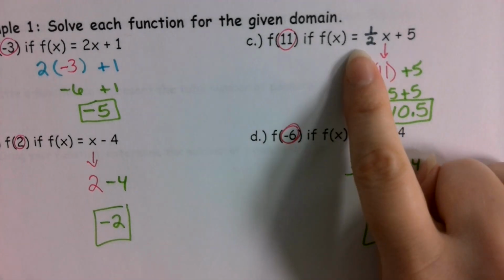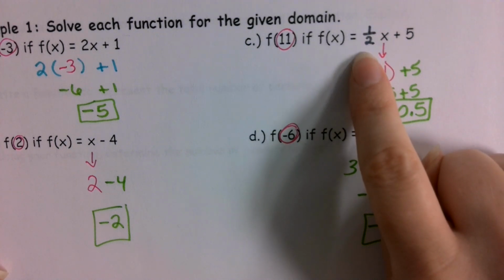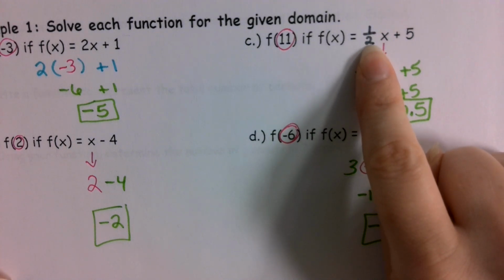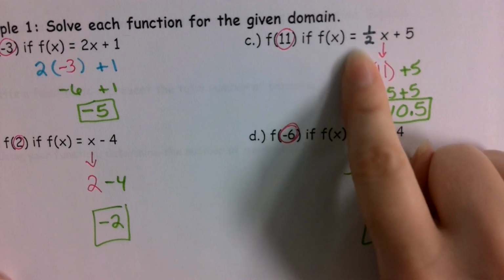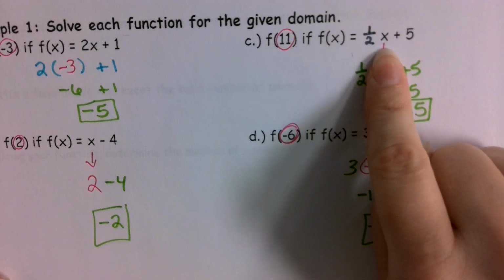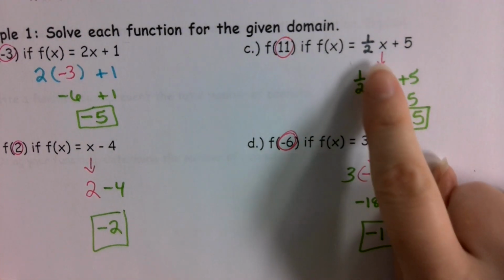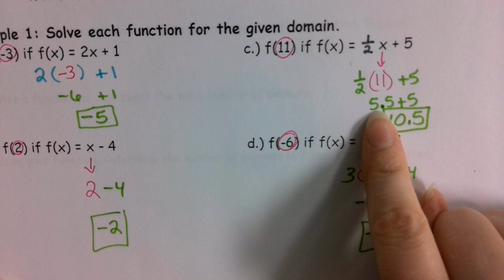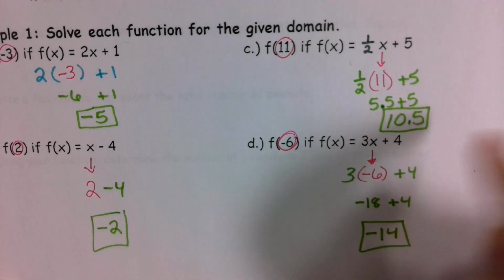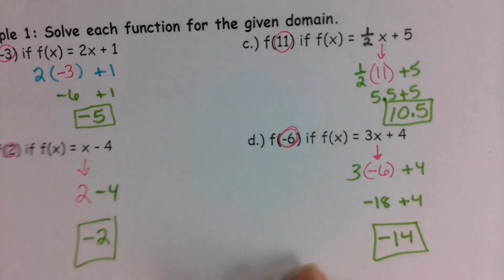Problem C. So you're just plugging it in. So did you put this 1/2 here? You need to do that. Remember I told you my fraction didn't come up, so you need to write it. So you're doing half of your x plus your 5. Half of the x plus the 5. So half of 11 is 5.5. 5.5 plus 5 is 10.5. Okay? All right, go ahead and flip it on over to the back.